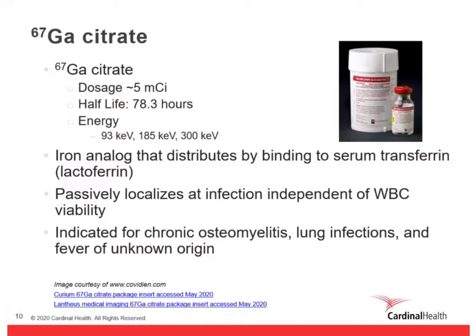Gallium-67 is also indicated for the chronic infections such as osteomyelitis, lung infections, and fever of unknown origin. It's really good for fever of unknown origin because of its ability to assess a broad spectrum of possible causes, including tumors and abscesses and other chronic disease states.